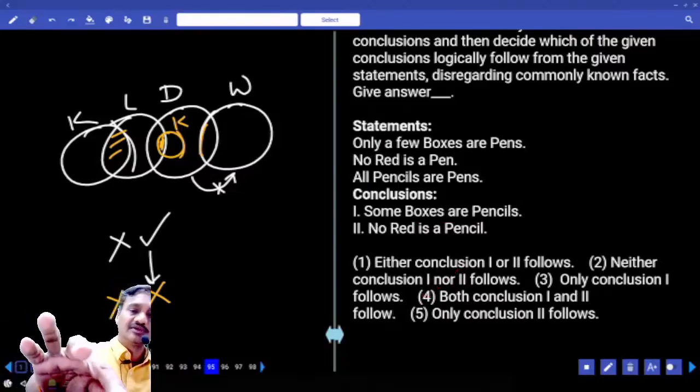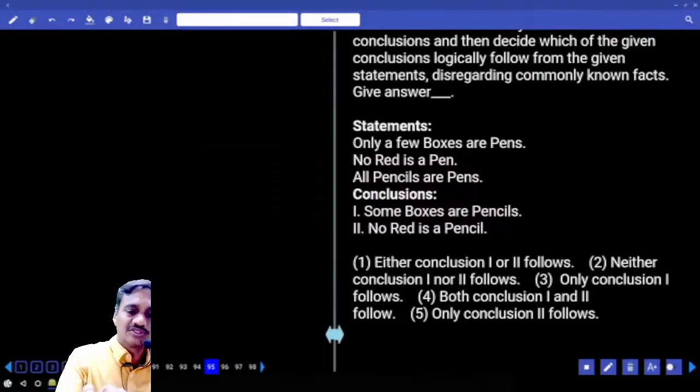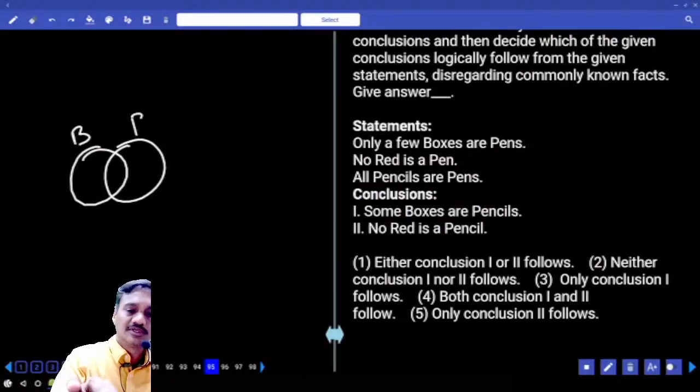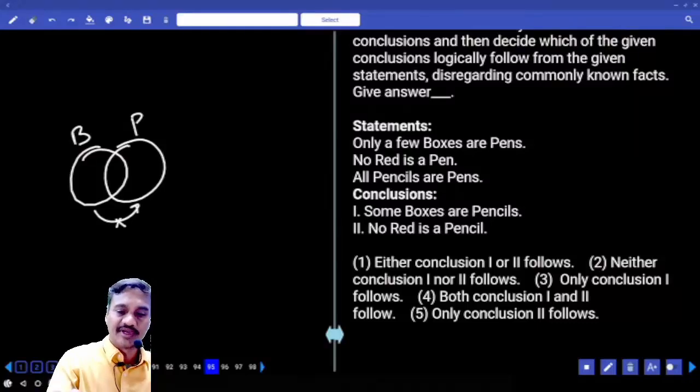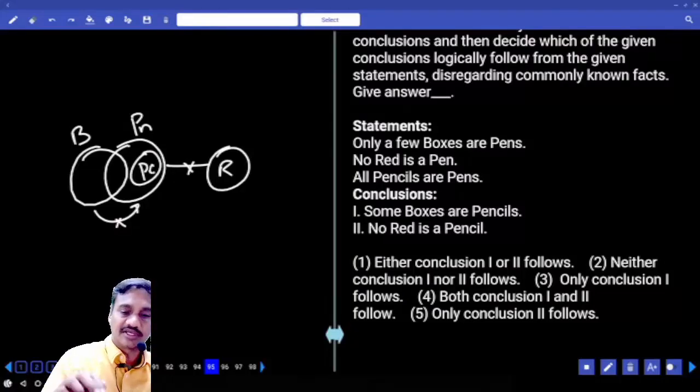Then coming to this 95. And only a few boxes are pens. Only some boxes are pens but not all. And no red is pen. No intersection between red and a pen. And at the same time, all pencils are pens. Now this is pen. Now these are pencils. All pencils are pens.